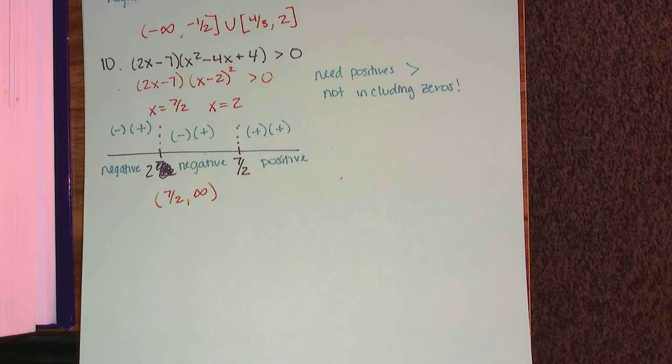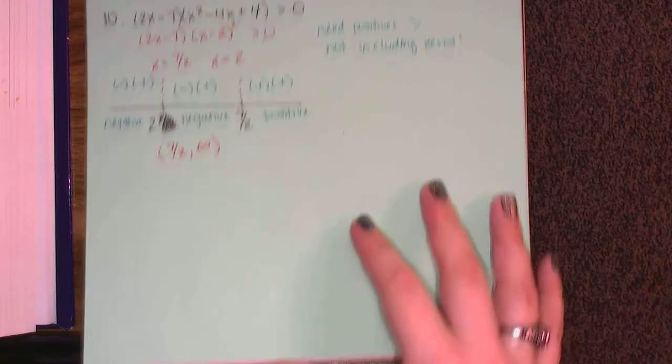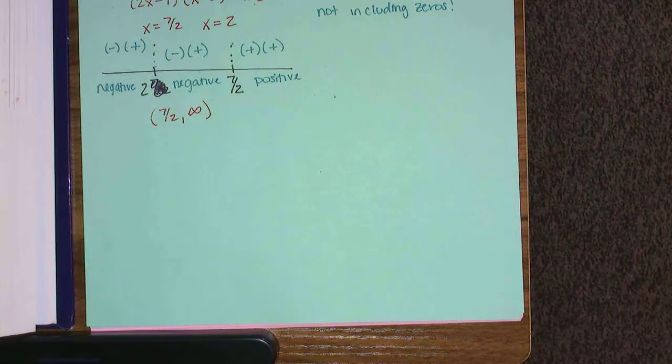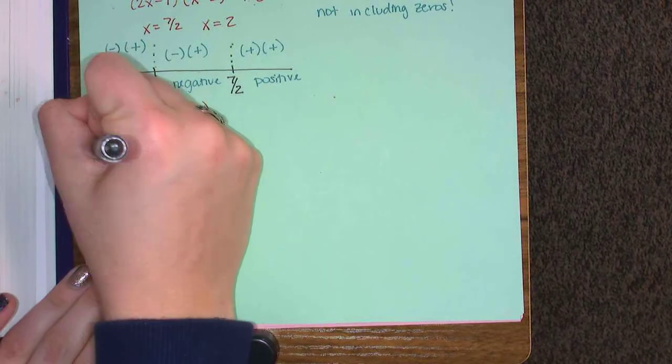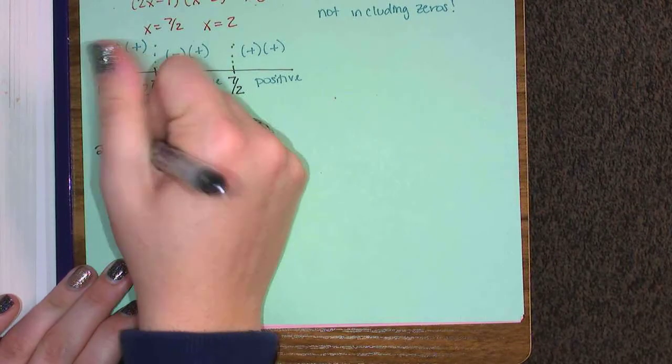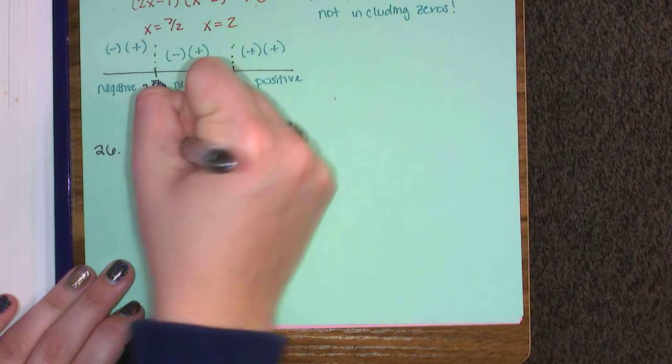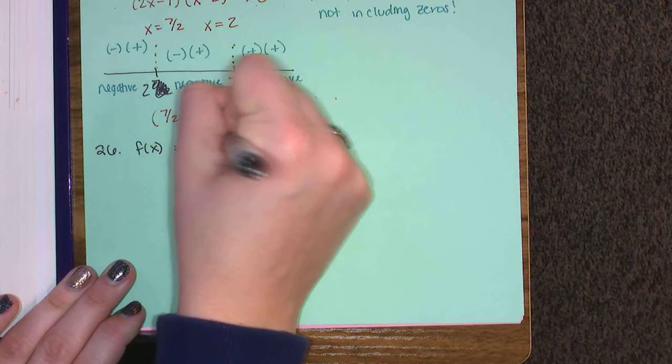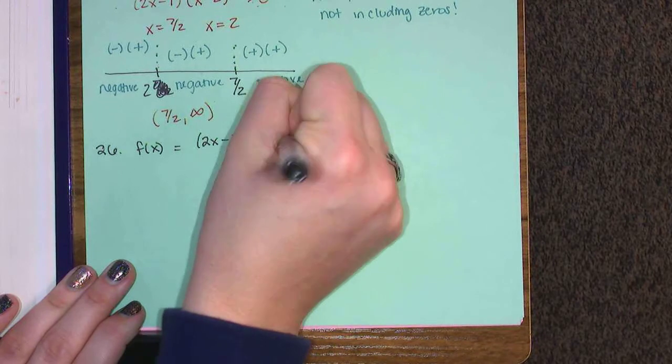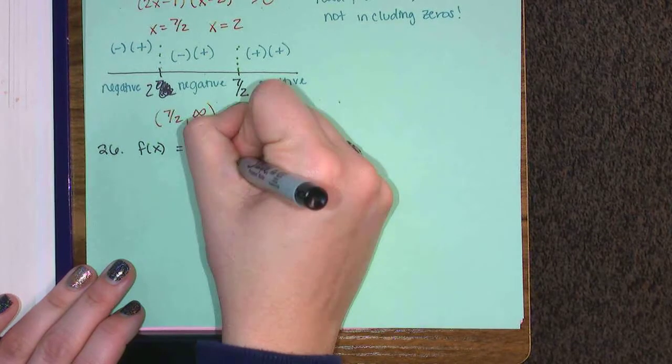Alright, so we're going to jump to 25 through 32. Okay, so these ones now, we're still finding the zeros and positive and negative, but we're also finding where it's undefined, because they are written as fractions. So 26, f of x is equal to (2x minus 7) times (x plus 1) over (x plus 5).